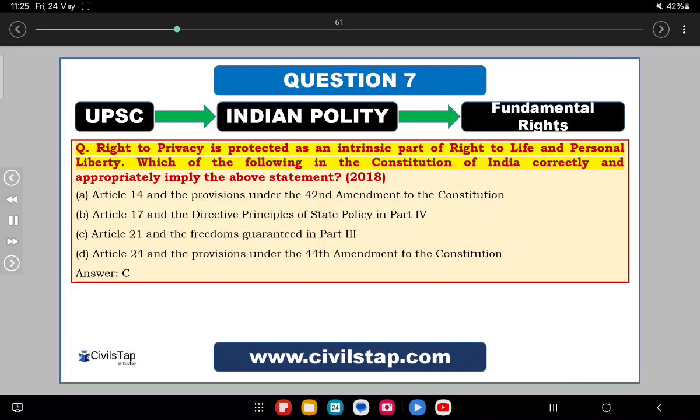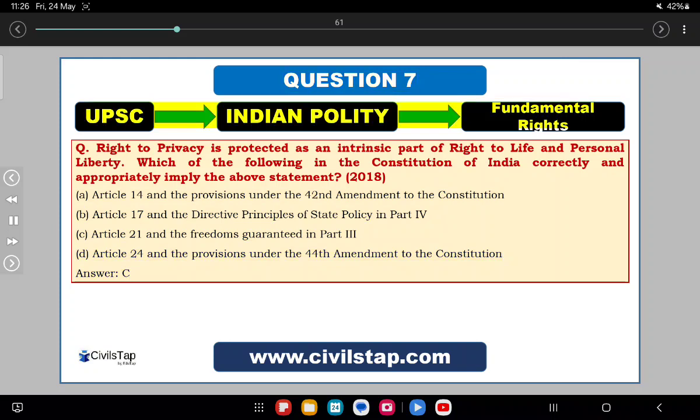Q1. Right to privacy is protected as an intrinsic part of right to life and personal liberty. Which of the following in the Constitution of India correctly and appropriately imply the above statement? 2018. A. Article 14 and the provisions under the 42nd Amendment to the Constitution, B. Article 17 and the directive principles of state policy in Part 4, C. Article 21 and the freedoms guaranteed in Part 3, D. Article 24 and the provisions under the 44th Amendment to the Constitution. Answer, C.